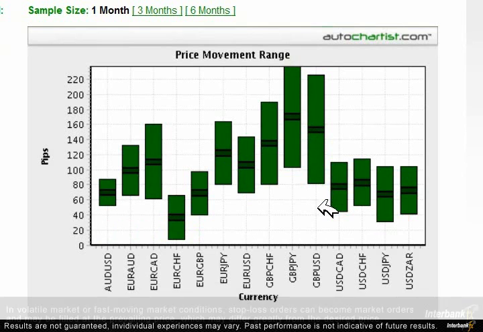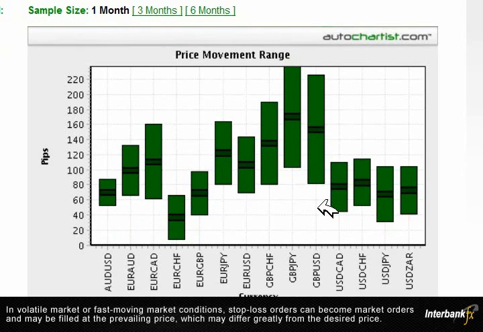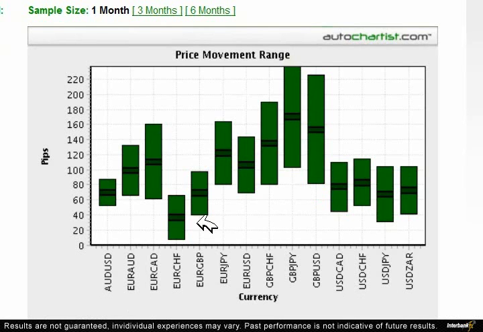So again, for those of you that are thinking about these fixed pip stop losses, and even profit targets, I just want you to question where that logic comes from. Because what I'm showing you here is that every pair has its own characteristics in terms of pip movement.